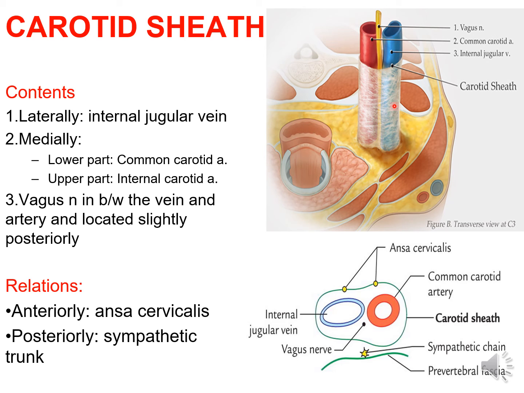In between the internal jugular vein and the carotid artery lies the vagus nerve, located in a slightly posterior plane between the two. Coming to the important relations of the carotid sheath, the anterior wall of the carotid sheath is related to the ansa cervicalis. We will study about it later. The posterior wall is related to the sympathetic trunk.